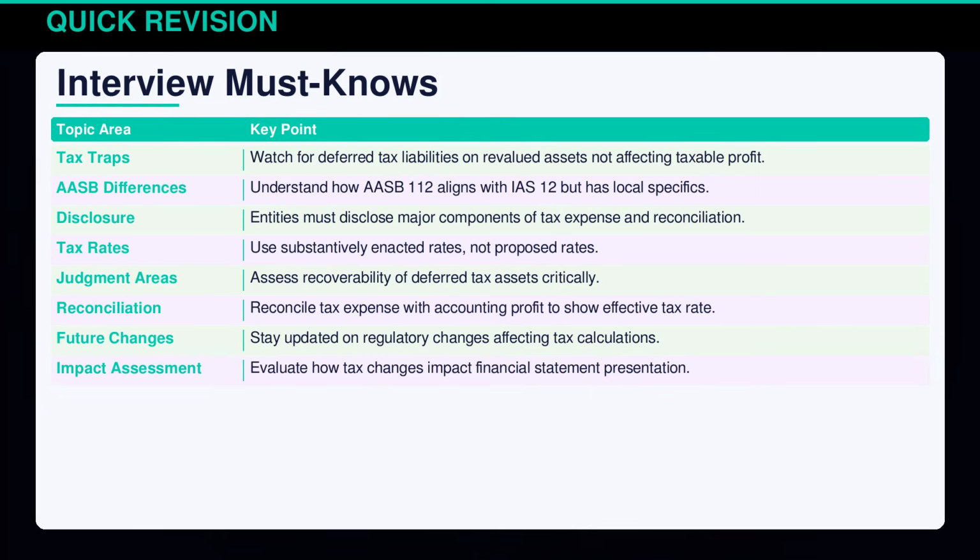For interviews, grasping AASB 112's intricacies is vital. Recognize tax traps and distinguish it from similar standards. Precise disclosure of tax components and rates is mandatory. Judgments on asset recoverability and reconciling tax with profit are key. Awareness of future tax changes ensures readiness for accurate financial reporting.